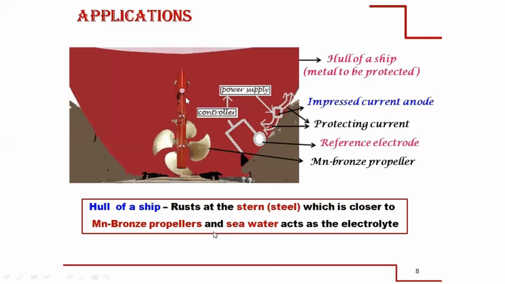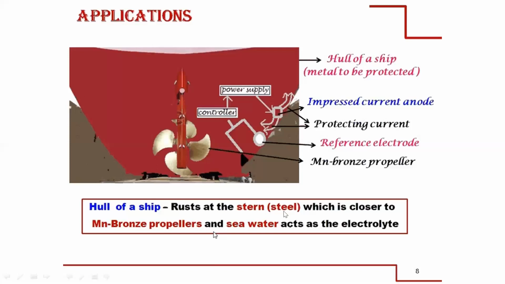When two dissimilar metals are connected with each other, according to galvanic corrosion, the metal having the lower reduction potential is taken as the anode. According to the electrochemical series, steel has a lower reduction potential, whereas manganese bronze alloy has a higher reduction potential. So in this case, steel acts as the anode and undergoes corrosion.